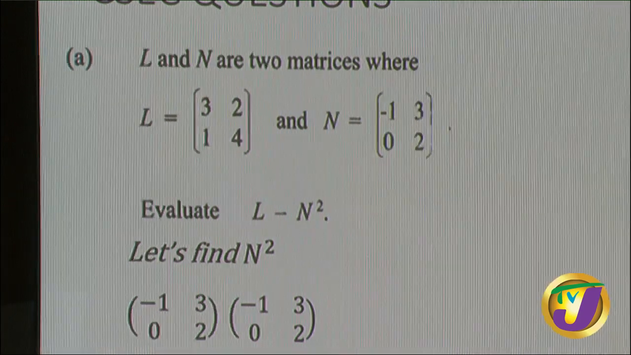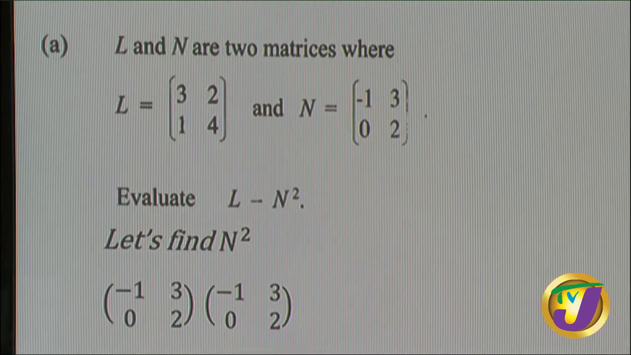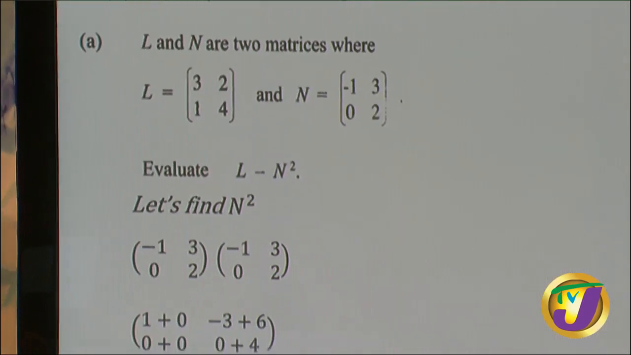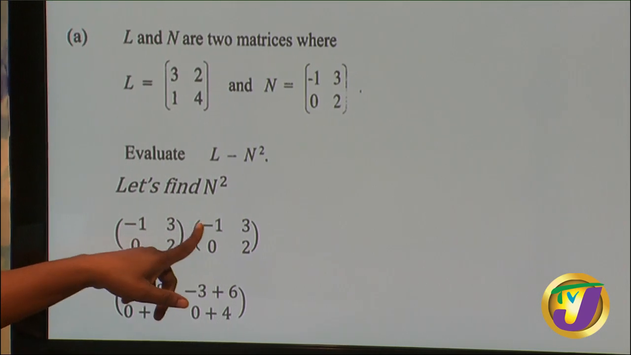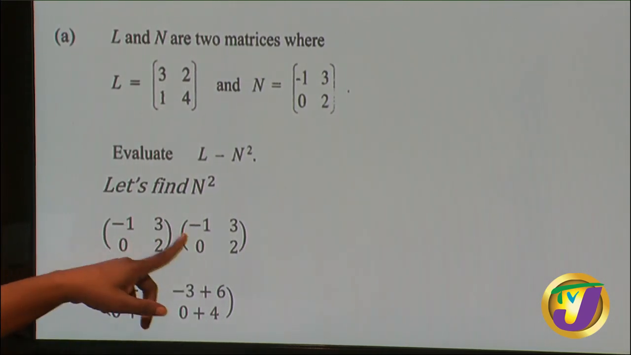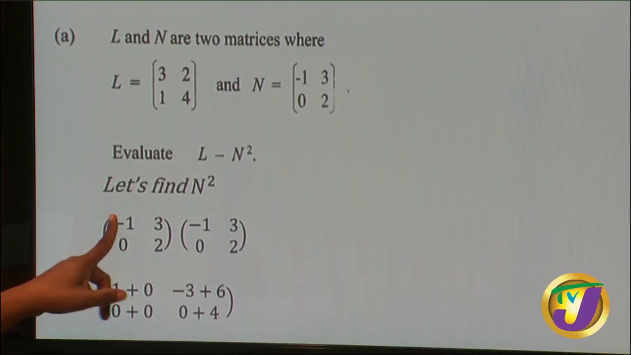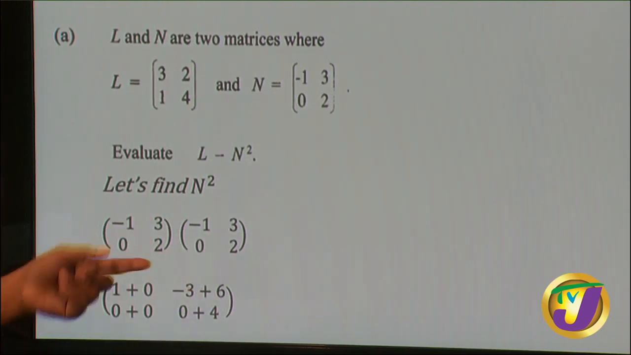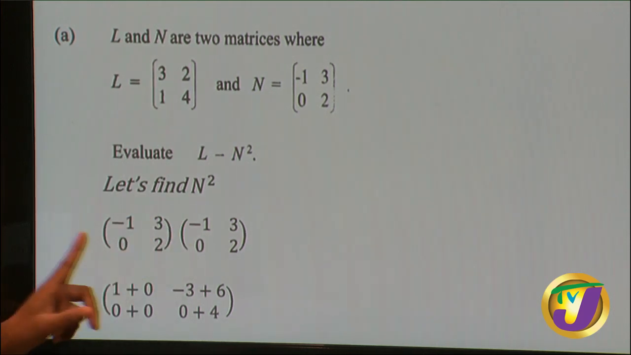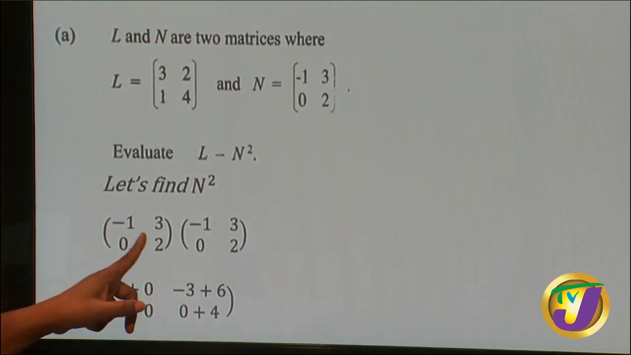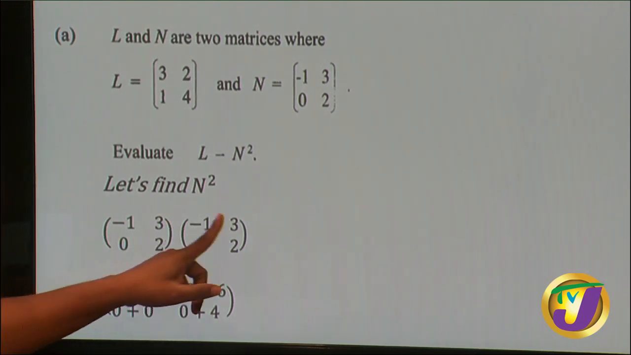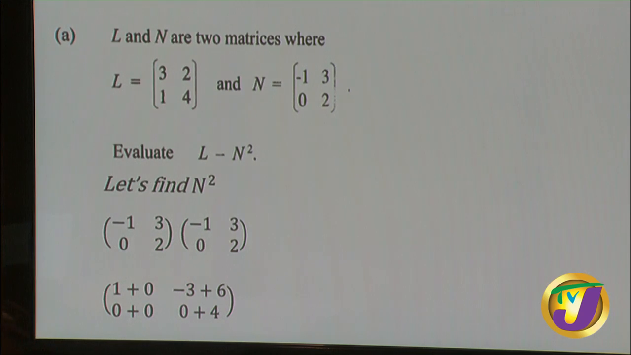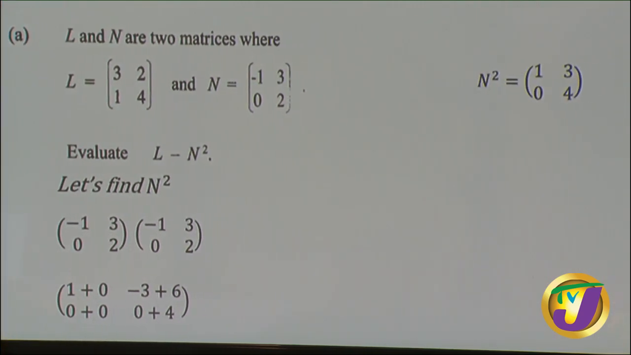Let's write that matrix representing N. All right, so we have our matrix. Let's see how this multiplication is done. We have -1 times -1, which will give us +1. 3 times 0, 0. -1 times 3, -3. 3 times 2 is 6. We move down to row 2. 0 times -1, 0. 2 times 0, 0. 0 times 3, 0. And 2 times 2, 4. So N squared is 1, -3, 0, 4.